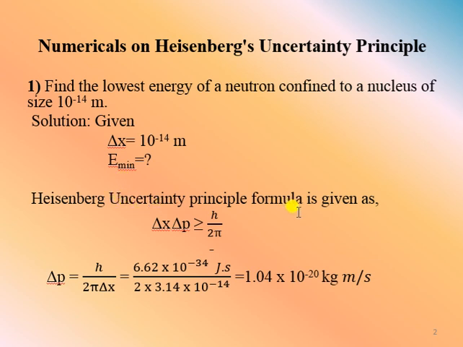Heisenberg uncertainty principle formula is delta x into delta p equal to or greater than h upon 2 pi. Delta p equal to h upon 2 pi into delta x. Value of h is 6.62 into 10 raised to minus 34 joules second. That is Planck's constant. 2 into value of pi 3.14 into delta x is given as 10 to the power minus 14 meter. That is equal to 1.04 into 10 raised to minus 20 kg meter per second.